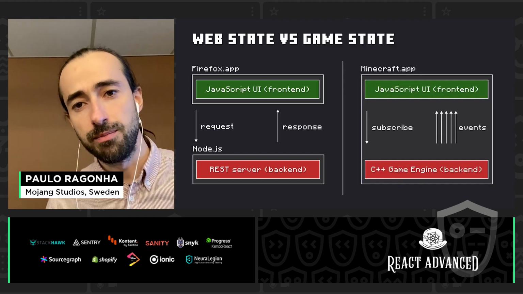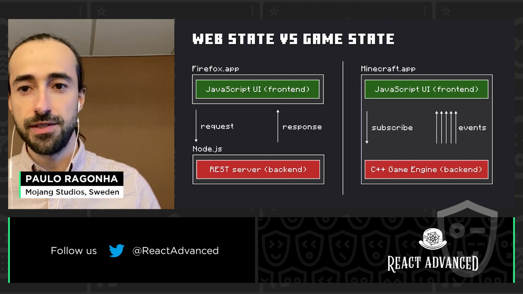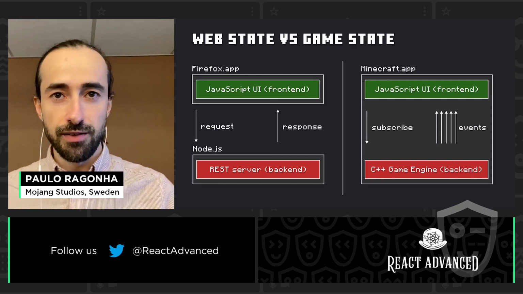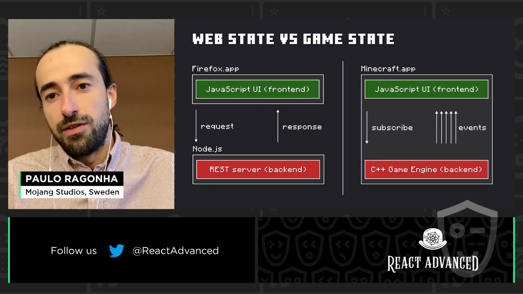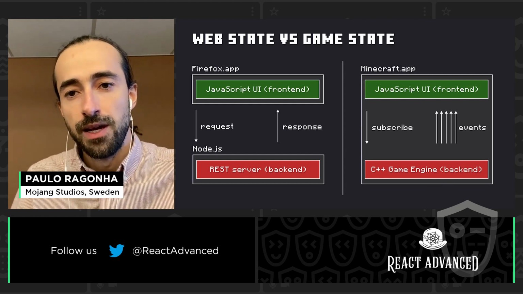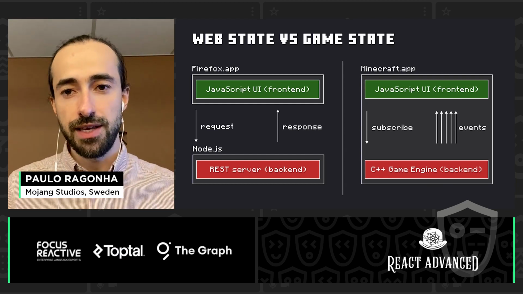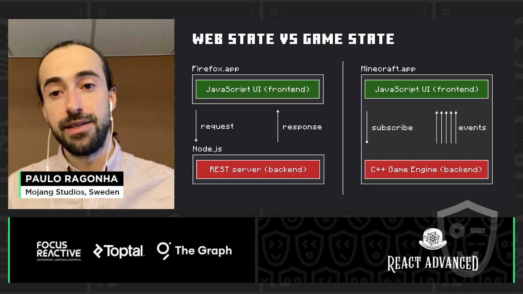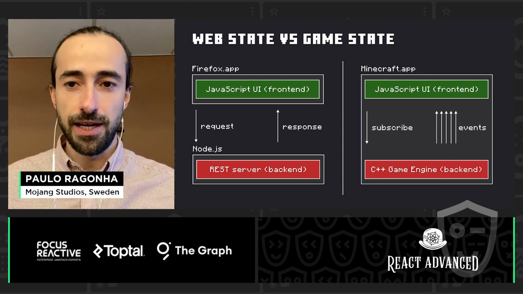When you go into a game world, what we usually have is just a single process, right? We have the JavaScript engine still running, which will have our React code and our UI code in there. But we have the C++ game engine right there. And that's what we call our backend. And that's usually the holder of the state.